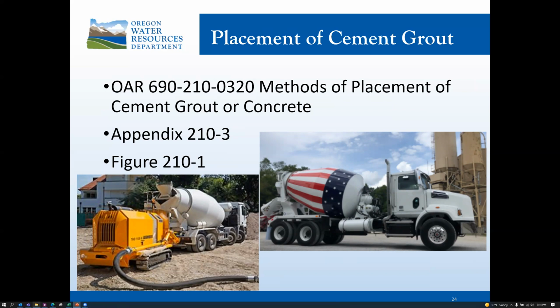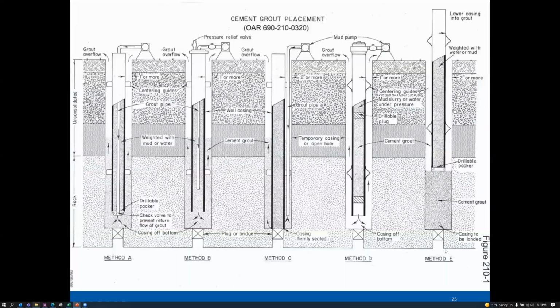In Appendix 210-3, it will list in written form how each method of grout placement is to be conducted, and Figure 210-1 gives a visual representation of that. Here's Figure 210-1, and it details the 5 methods of cement grout placement. These figures are very helpful, and it allows you to visualize how that cement grout placement method is achieved. Again, I highly recommend referencing that appendices to ensure that you're aware of minimum borehole diameter relative to nominal casing diameters, as well as additional information that is not explicit in these diagrams.